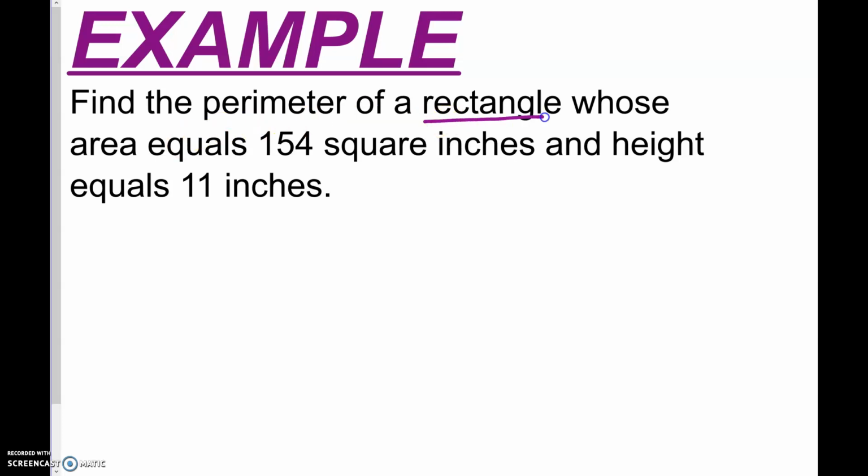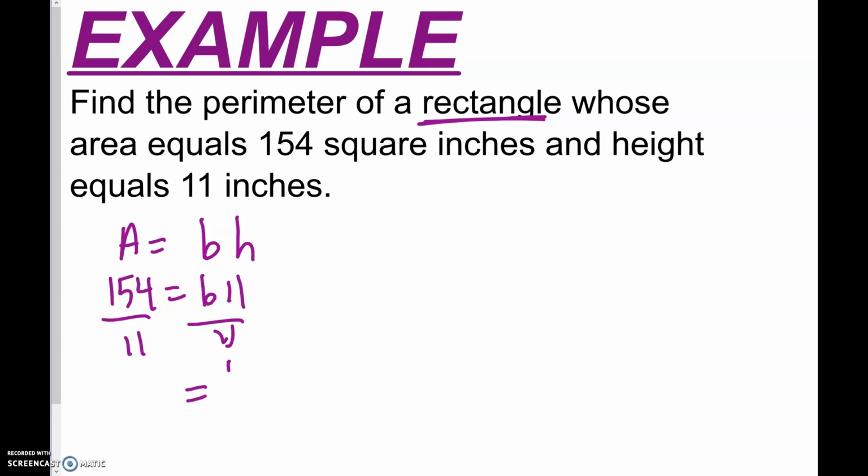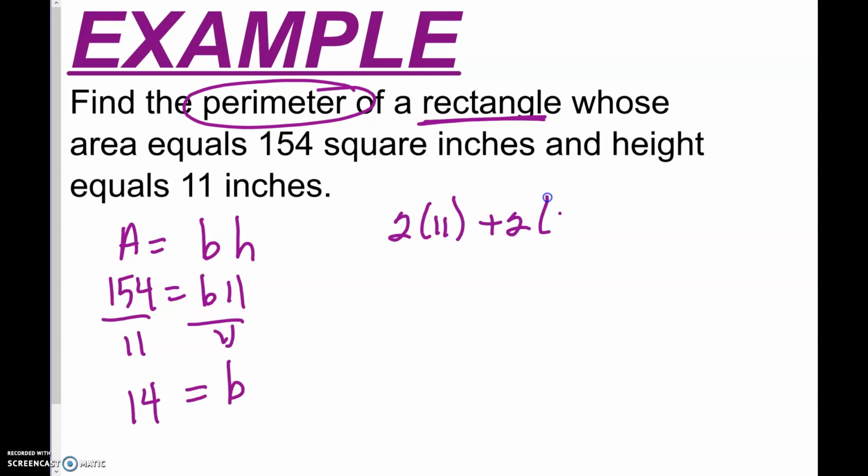The perimeter of a rectangle. So that means that we have area is base times height. They're telling us that the area is 154, and they tell us that the height is 11. Now if I divide both sides by 11, I can find out what that base is. And in this one right here, I believe it comes out to be 14. So now what they're really looking for is the perimeter. So if we take 2 times 11 plus 2 times that 14, that's going to give us the perimeter of the rectangle.